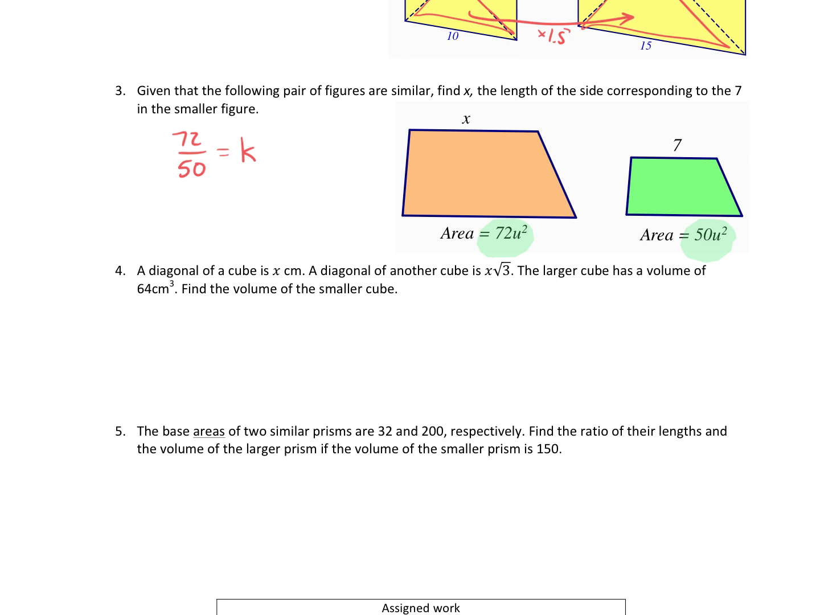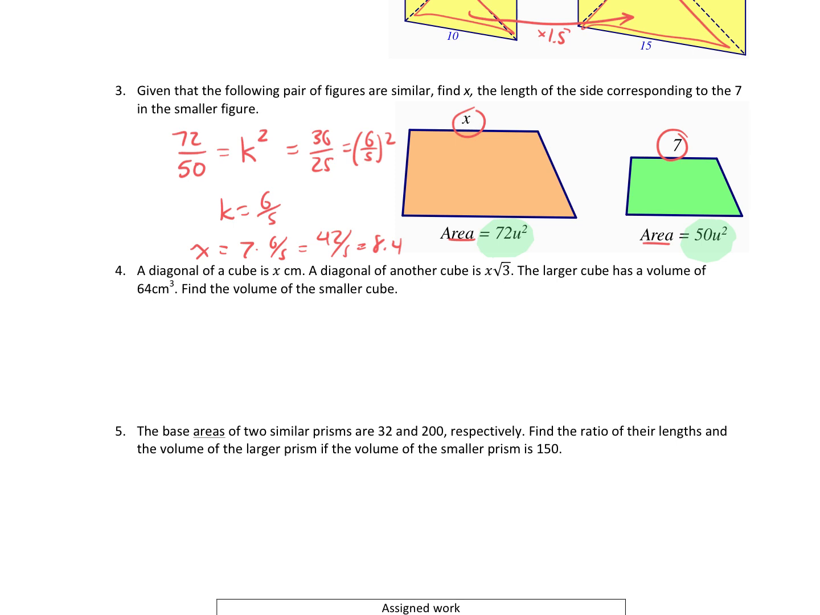This value is not just k by itself. This is k squared. I know that's the ratio of k squared because I'm comparing area to area. 72 over 50 can be reduced. It's the same as 36 over 25, which is lovely because it happens to be 6 over 5 squared. So that tells me that k is just 6 over 5, and that's the ratio of how these things talk to each other. So x is 6/5 bigger than 7. To find x, I just take 7 times 6/5, and I get 42/5, which I believe is 8.4.